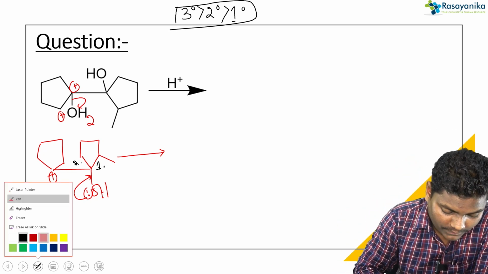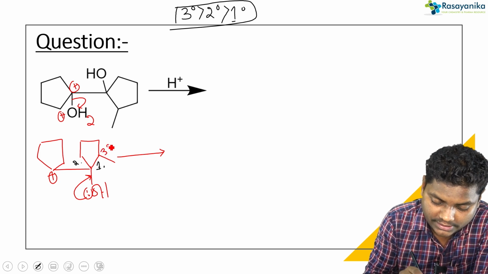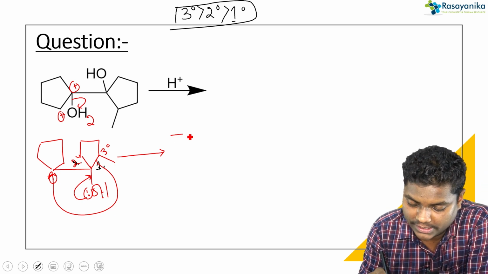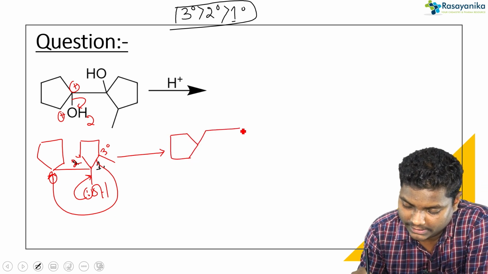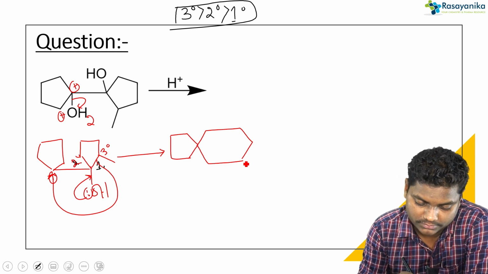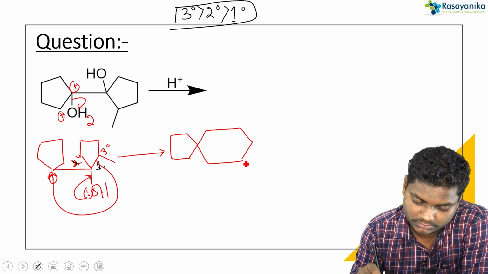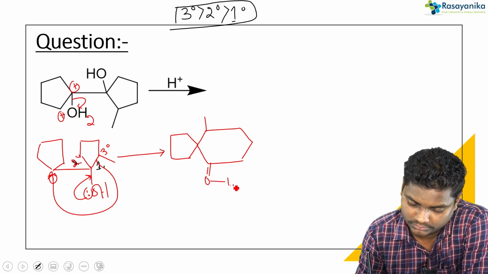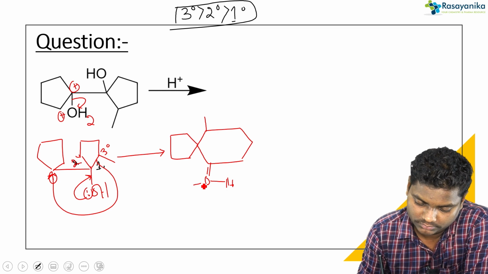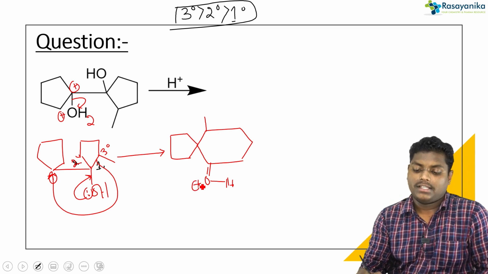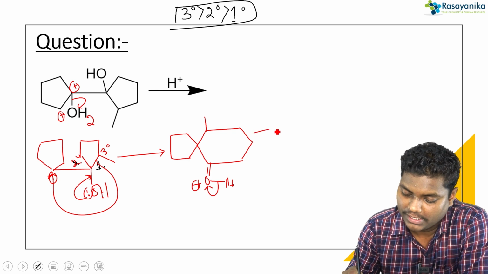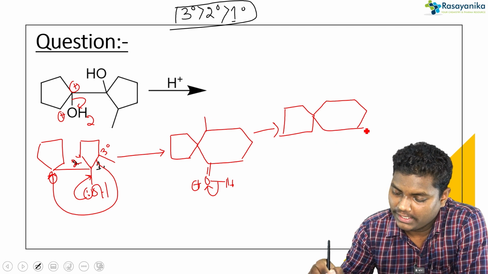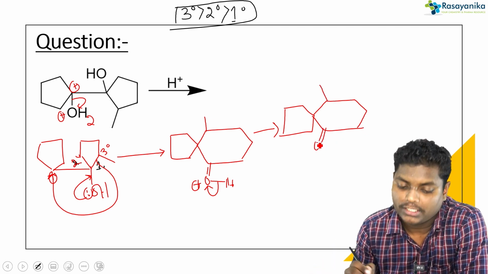Since this is a tertiary center and this is a secondary center, this tertiary group will migrate. If this tertiary group migrates, we'll be getting this. Now, the positive charge is there and it will be neutralized. So the final compound is this.